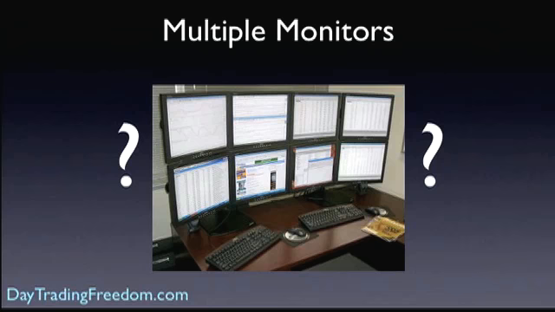I could never trade off something like that. I wouldn't know where to begin. I'd be looking all over the place. I'd have information overload. I don't think I'd ever be able to make a decision by looking at something like that. For some people, obviously it works because you can see that people have these kinds of setups, so presumably it works for them, but it doesn't work for me.